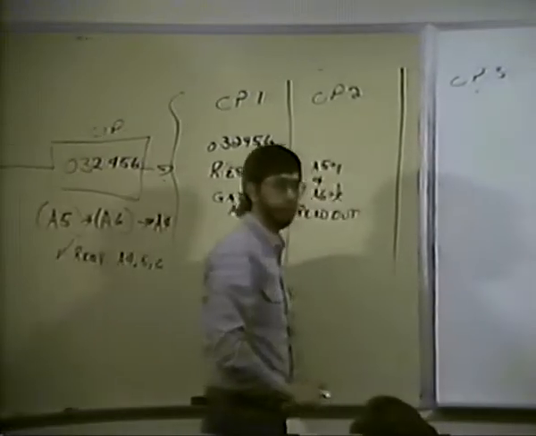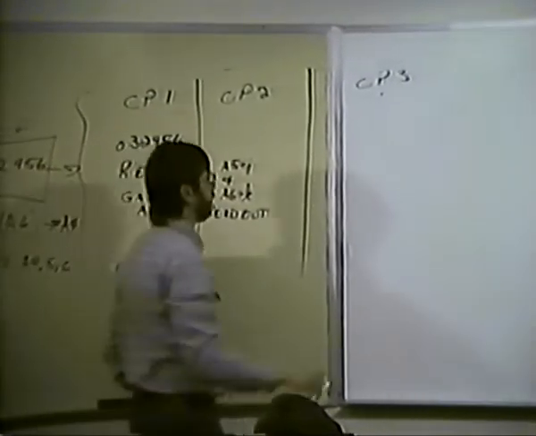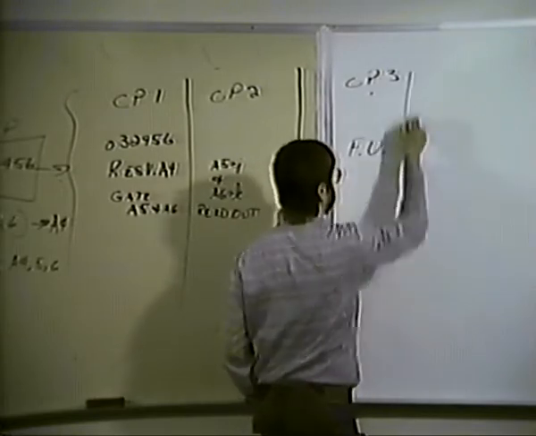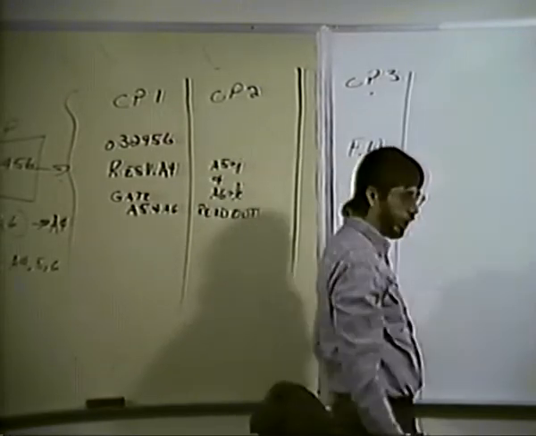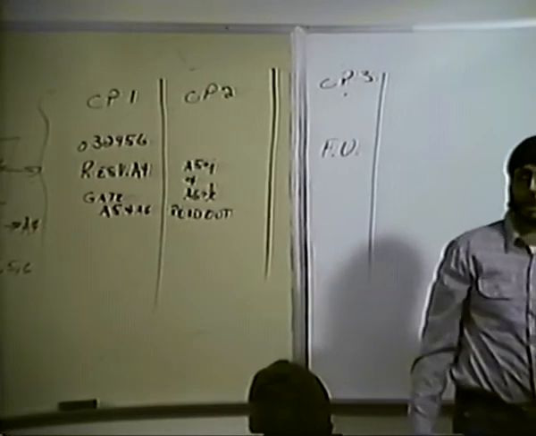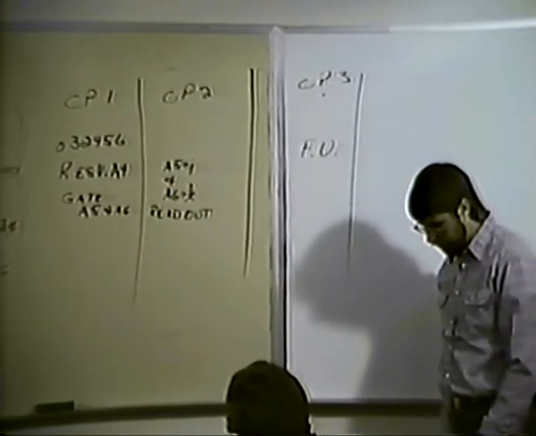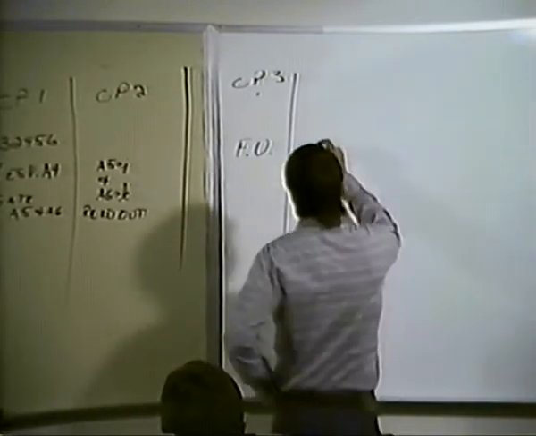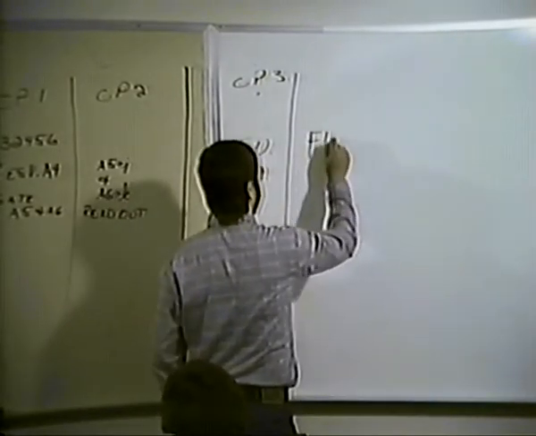At clock period 3, we hit the functional unit. We're doing a 24-bit operand, two 24-bit operands times one another to get a 24-bit result. That takes 3 clock periods.